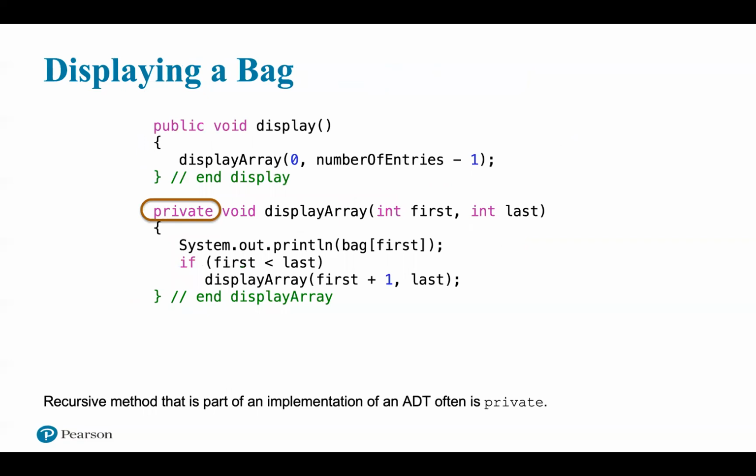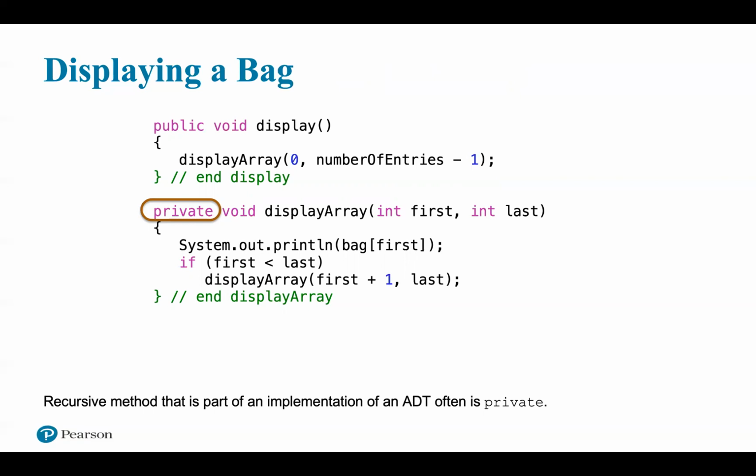So think about displaying a bag. In chapter 2, we used an array to implement the ADT bag. So suppose that the class ArrayBag had a method display to display a bag's contents. Although we could define this method iteratively, we'll use recursion instead. Since the method display has no parameters, it must call another method, displayArray, that has parameters and displays the array of bag entries. The arguments in the call to displayArray would be 0 for the first index and numberOfEntries minus 1 for the last index, where numberOfEntries is a data field of the bag's class.